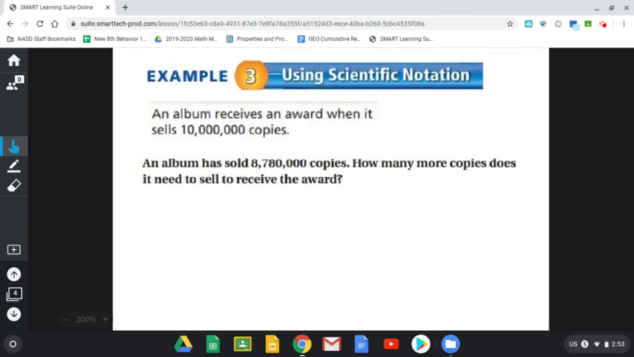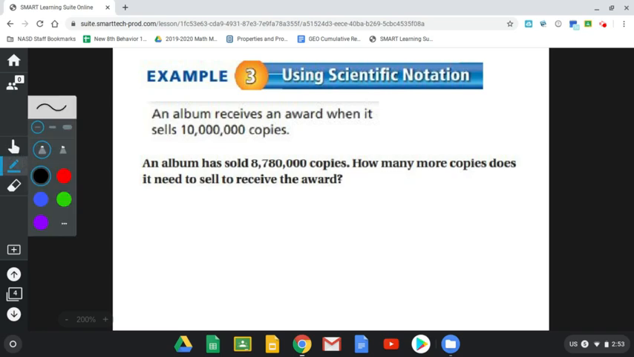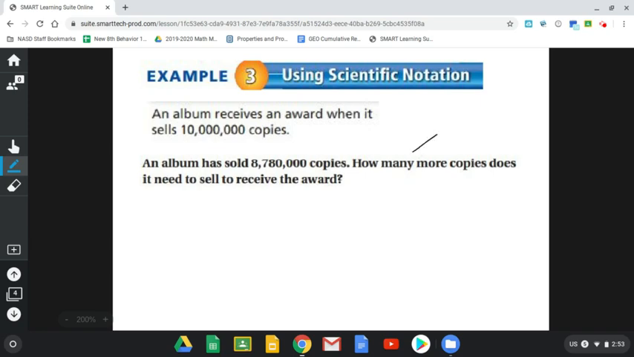So using scientific notation, so kind of a real world situation where somebody might use this. So we have an album receives an award when it sells 10 million copies. There's an album that has sold 8,780,000 copies. How many more copies does it need to sell to receive the award? So when we're trying to find out how many more, right, that means we need to subtract. We're going to take the larger amount and subtract the smaller amount to figure out how many more we still need to be able to sell.